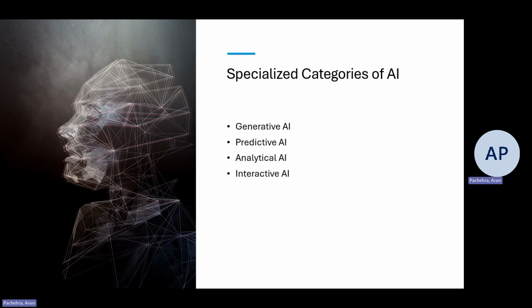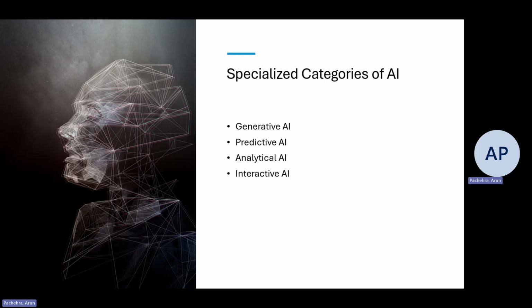Then we have predictive AI. As the name says, that's what it does. It utilizes historical data to predict future outcomes. This is commonly used in the field of finance for stock trading. We have so many apps that show all those kinds of graphs. Marketing for customer behavior predictions, right? That's how Amazon knows how things go, right?